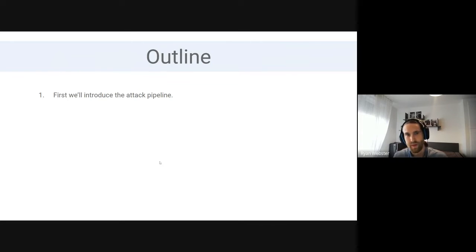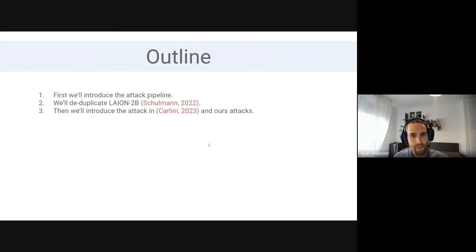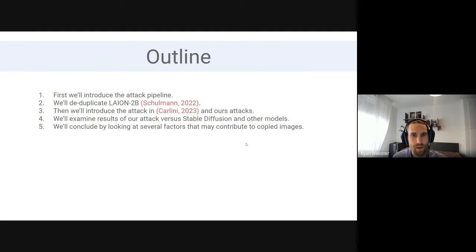So we'll start by looking at the whole pipeline of the attack, which starts with deduplicating Laion 2 billion, which is a public data set used for training. We'll look at the attacks introduced in the original work of Carlini et al. and our attack. Then we'll examine some results, and we'll look at possible factors that lead to copying.